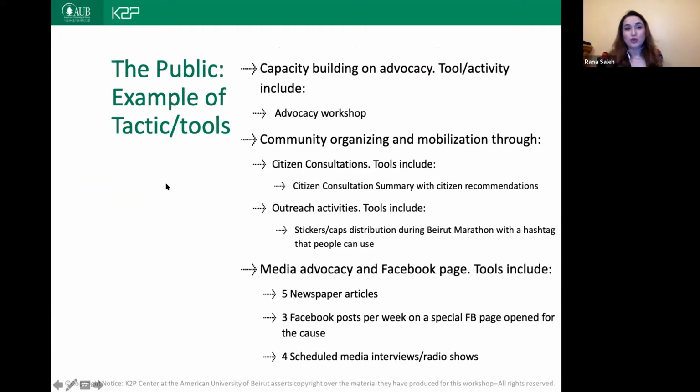So what were the tools that we used in order to make every single tactic happen? For example, for community organization, we worked on citizen consultation events where we engaged with citizens from multiple governorates, asking them for feedback on the policies that we were suggesting. Those suggestions from the citizens would later be shared with policymakers in order to provide legitimacy for your claims on the policies that you are working on.